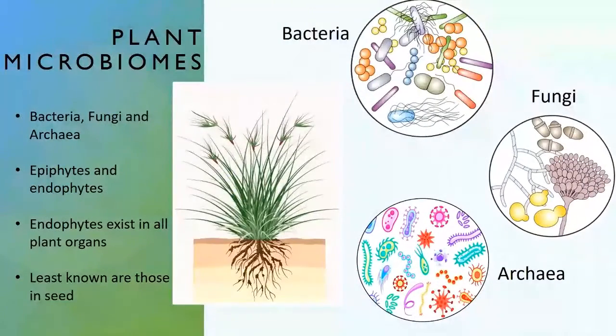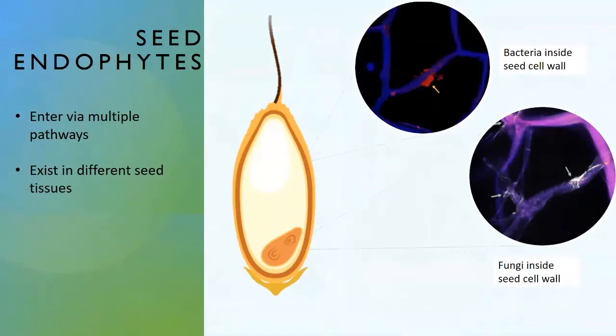We all know of the human microbiome, but we may not know about a lesser known microbiome, the plant microbiome. This microbiome is comprised of bacteria, fungi, and archaea that exist both epiphytically, that is on the outside of the plant, and endophytically, that is within the living tissues of a host plant. And endophytes have been shown to exist in all the different organs of a plant, but we know the least about those within seed. Seed endophytes can enter the seed from multiple pathways and are known to exist within all the different seed tissue types.